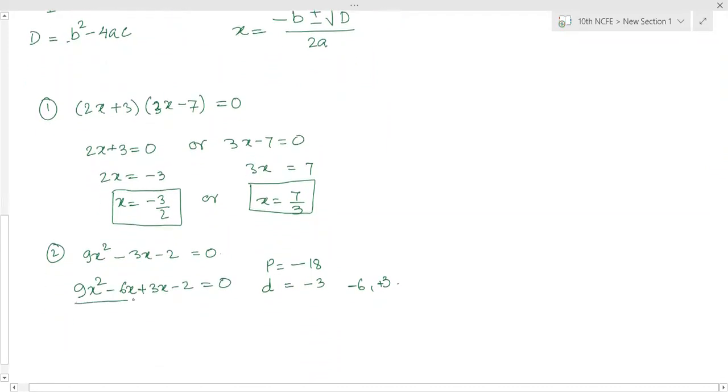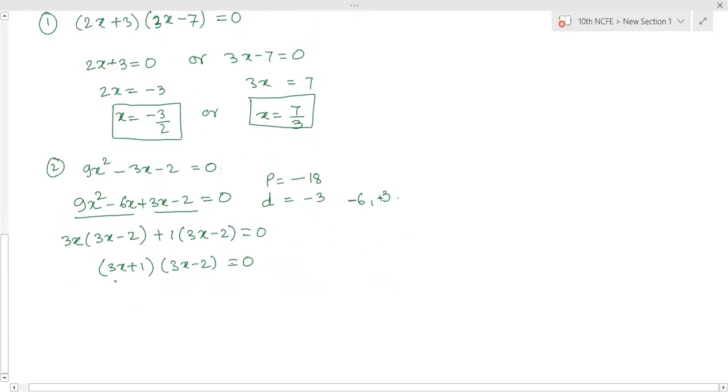Now factorize separately. Common is 3x: 3x into 3x minus 2, plus 1 into 3x minus 2, is equal to 0. So 3x plus 1 times 3x minus 2 is equal to 0. Equate each bracket to 0. 3x plus 1 is equal to 0, so 3x is equal to minus 1, x is equal to minus 1 by 3.